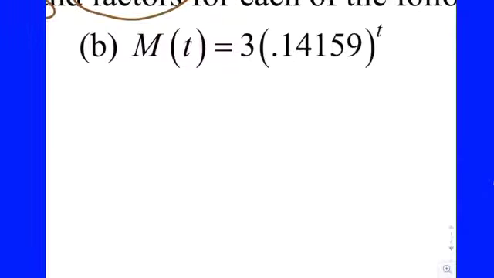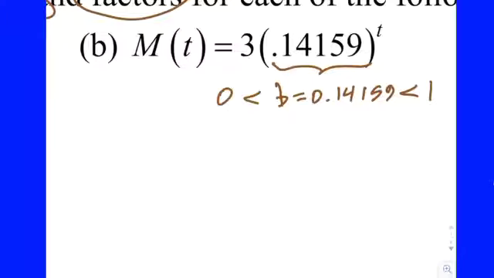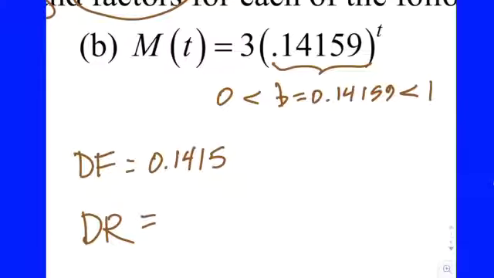Okay, first of all, is this growth or is it decay? It's decay, right? The base is 0.14159, which is less than 1 but greater than 0. Okay, so it is decay. So we want to find the decay factor and the decay rate. And I wrote them in a different order this time. So we use DF and DR. Which of those two, again, is the easier to find, the factor or the rate? The factor. If you have the equation, the factor is just the what? The base. So it's 0.14159.